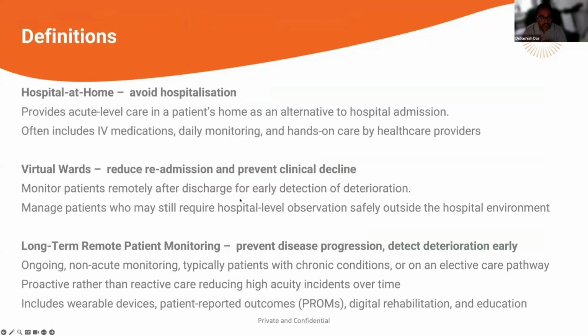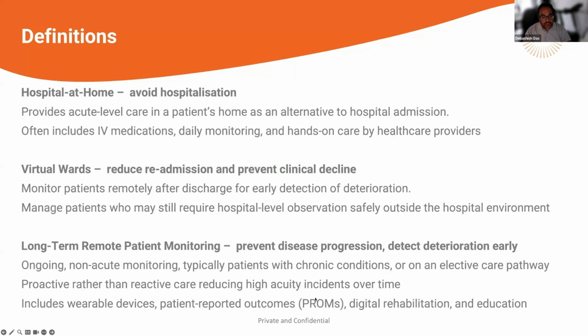So just again, as a summary, your hospital at home, really avoiding hospitalisation, providing acute level care, often IV medications, daily hands-on care. Your step down in acuity, your virtual wards, trying to either prevent admission or early facilitated discharge and prevent readmission into hospital. And the key thing is managing patients who still require hospital level observation, but safely can be done outside the hospital environment. And I'll give an example of one of the pathways that we're doing.